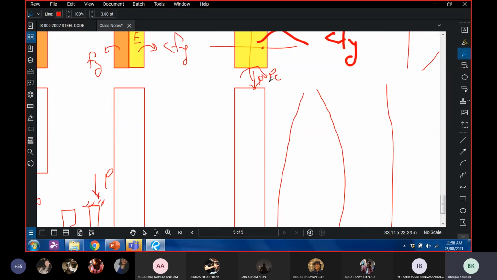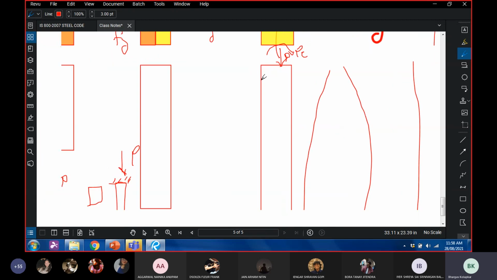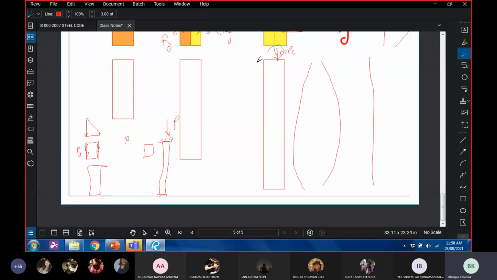So how does this moment act? This moment sort of tries to deflect the member like this, right? This moment is trying to deflect the member like this. So it will buckle like this. Okay.